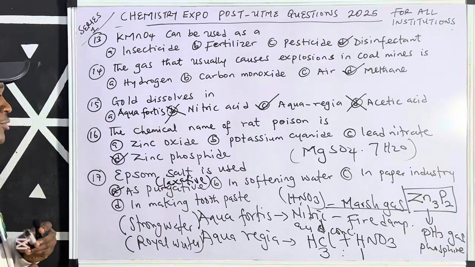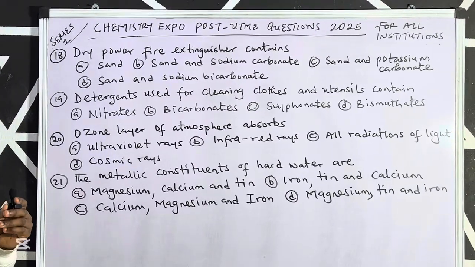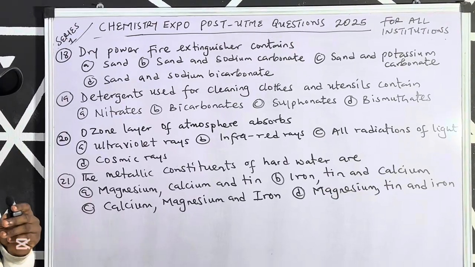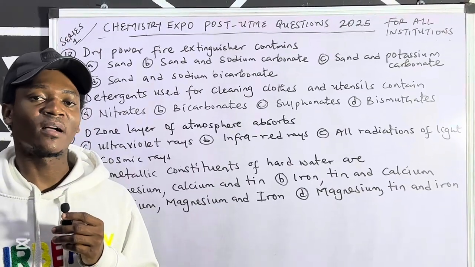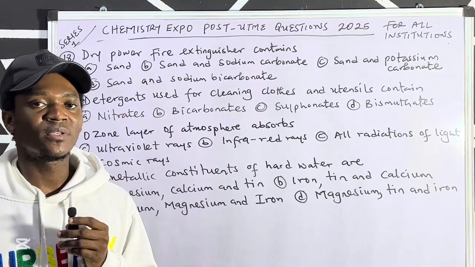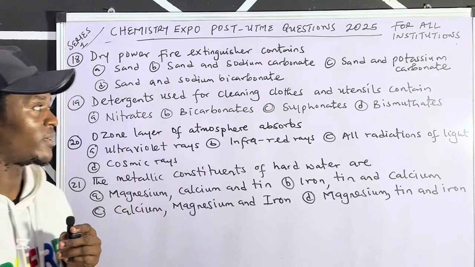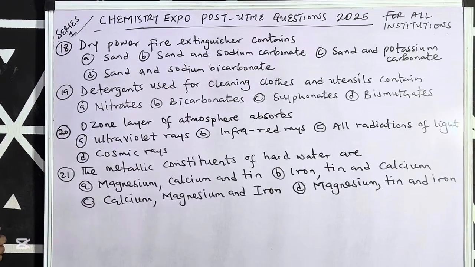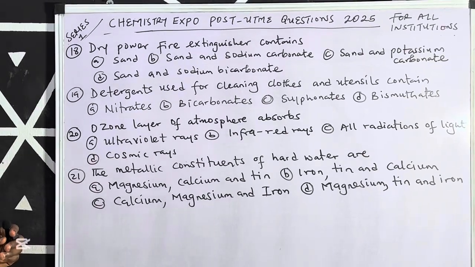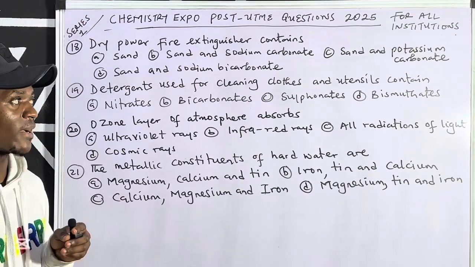So let's see the next question. Question 18. Dry powder fire extinguisher contains. Normally you know that the gas that is commonly used as a fire extinguisher is carbon dioxide, which is CO2. So now they are asking us what the dry powder fire extinguisher consists of. A. Sand. B. Sand and sodium carbonate. C. Sand and potassium carbonate. D. Sand and sodium bicarbonate.